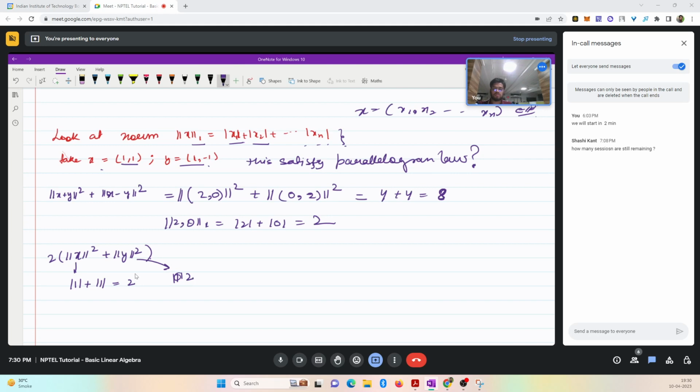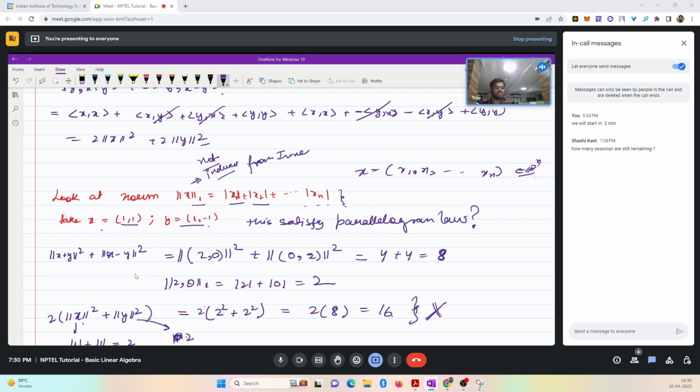Then again it's right. So what is this sum? This is 2 into 2 square plus 2 square, right? Norm is 2, and 2 into 2 square. So this is 2 into 8, which is equal to 16. So for the norm that we define, this parallelogram law is not satisfied. Okay. What does this mean? This means that this norm that we had is not induced from any inner product space. This is not induced from inner product.